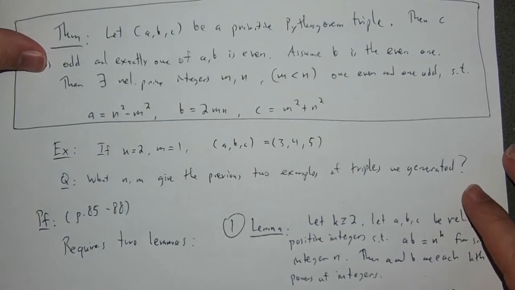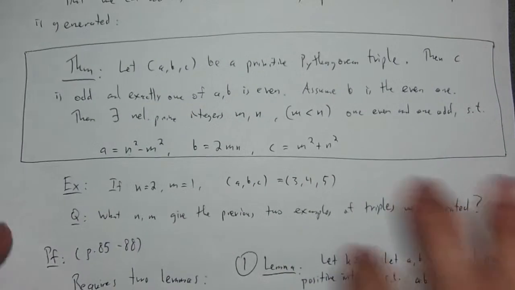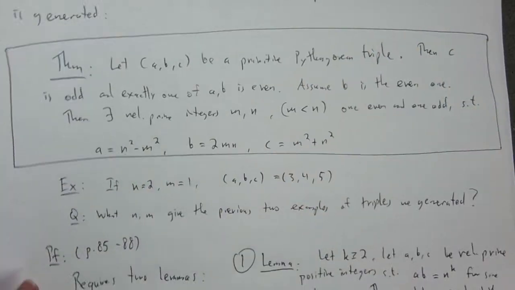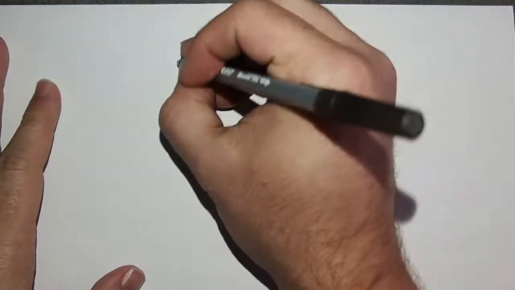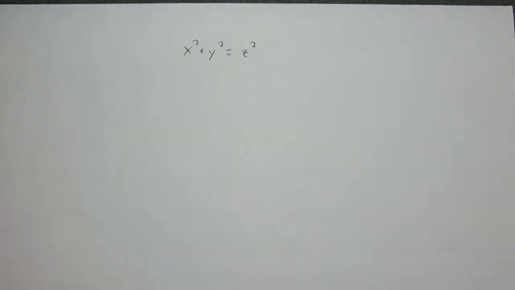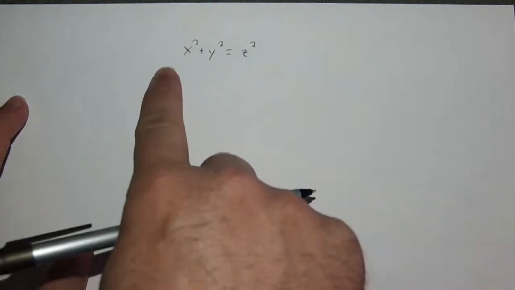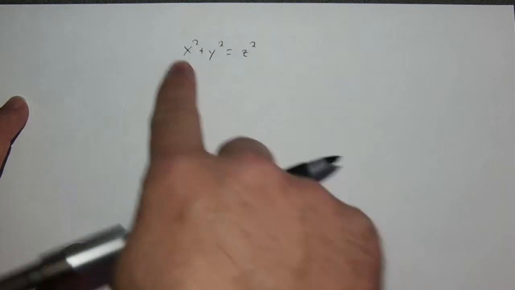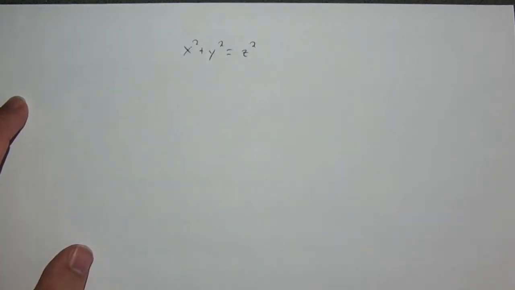The thing to note is that this tells us how to generate the Pythagorean triples, and any primitive Pythagorean triple is of that form. It tells us that any primitive solution, which just means GCD 1, to this Diophantine equation, x squared plus y squared equals z squared, is of the form enumerated by the theorem. So this was completely solved by this theorem.